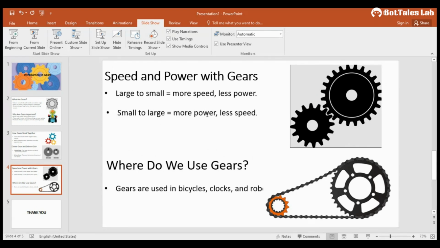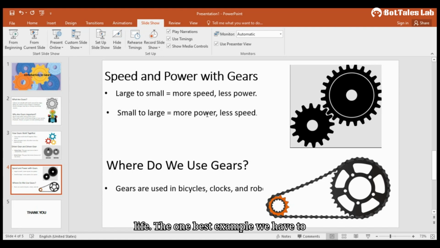So whenever we need more speed, we will use a large gear as the driver gear and a small gear as the driven gear. And when we need more power, we will use a small gear as the driver gear and a large gear as the driven gear. Understand? Now let's see where we use gears in our day-to-day life.